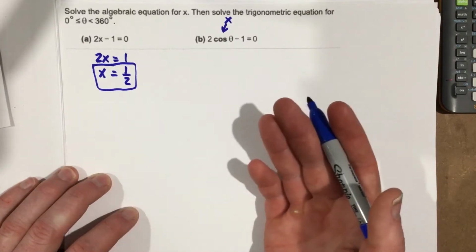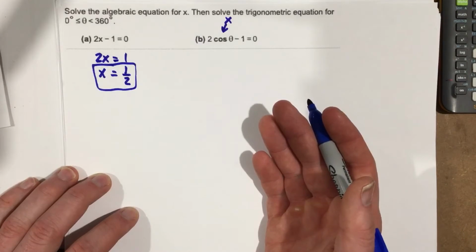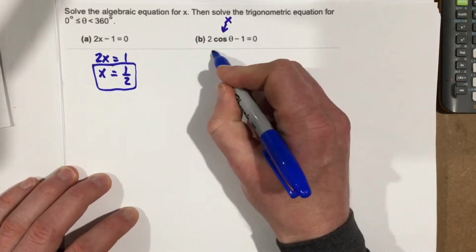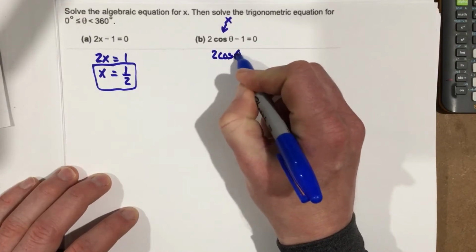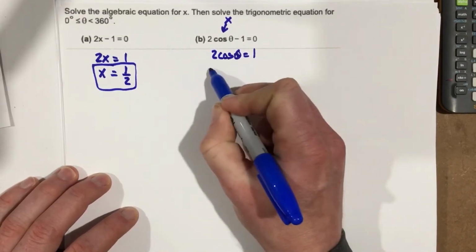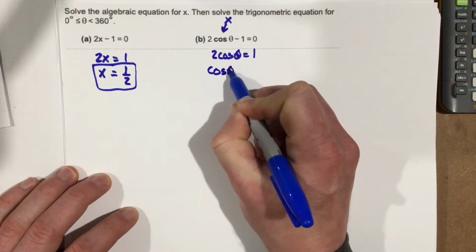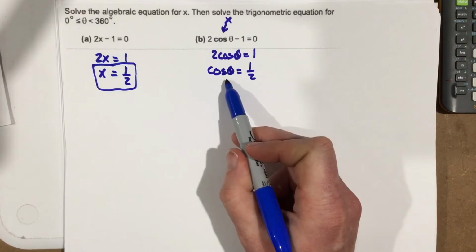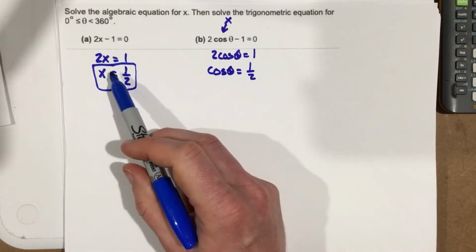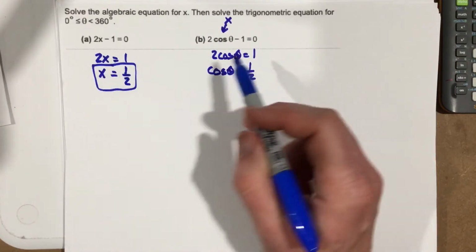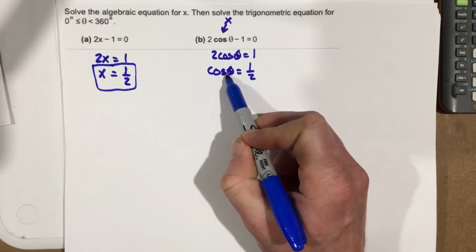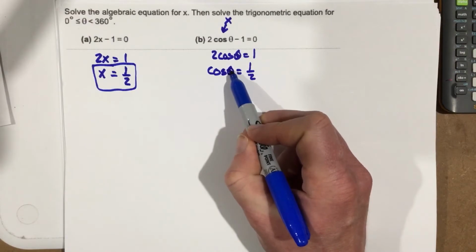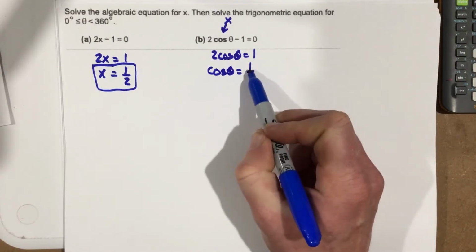So we just solve the equation the same way until we get down to cosine theta being isolated. So we're going to add 1, so we get 2 cosine theta equals 1. Divide by 2 and we get cosine theta equals 1/2. Now what's different about these problems than about a normal algebraic problem is now at this very last step we're essentially going to find what theta is, what angle for the cosine function gives you 1/2.